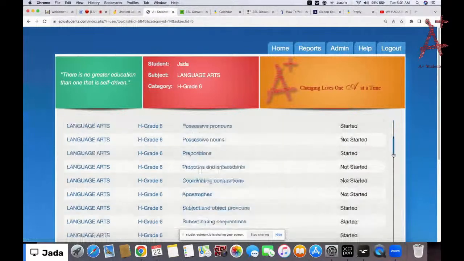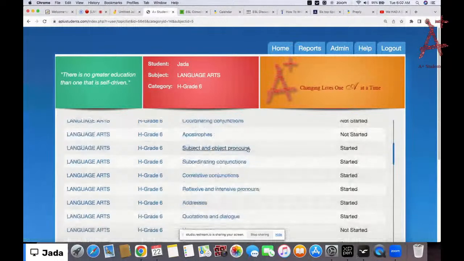So we'll go to subject and object pronouns. So that's what we're doing today.